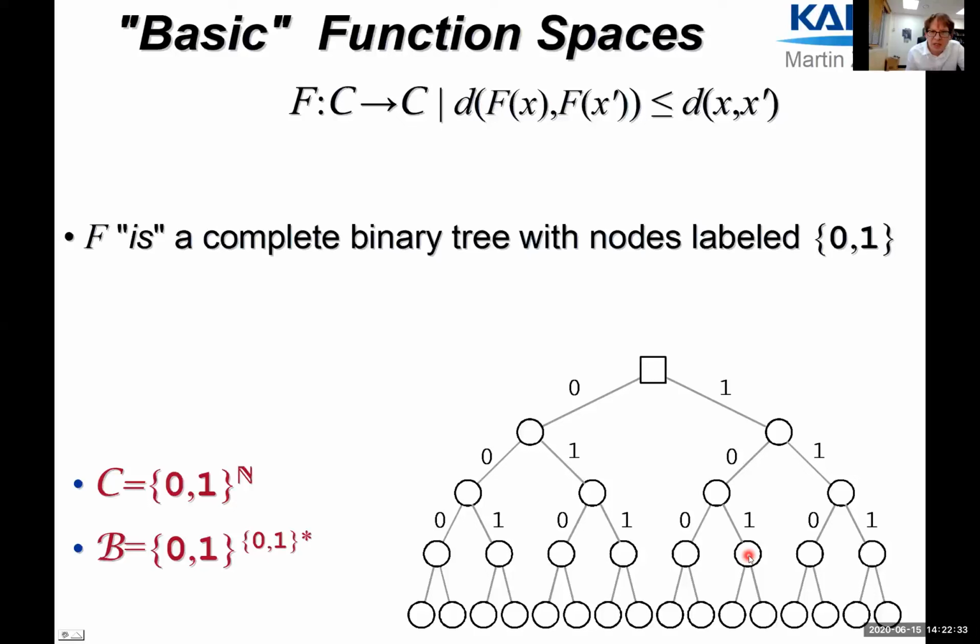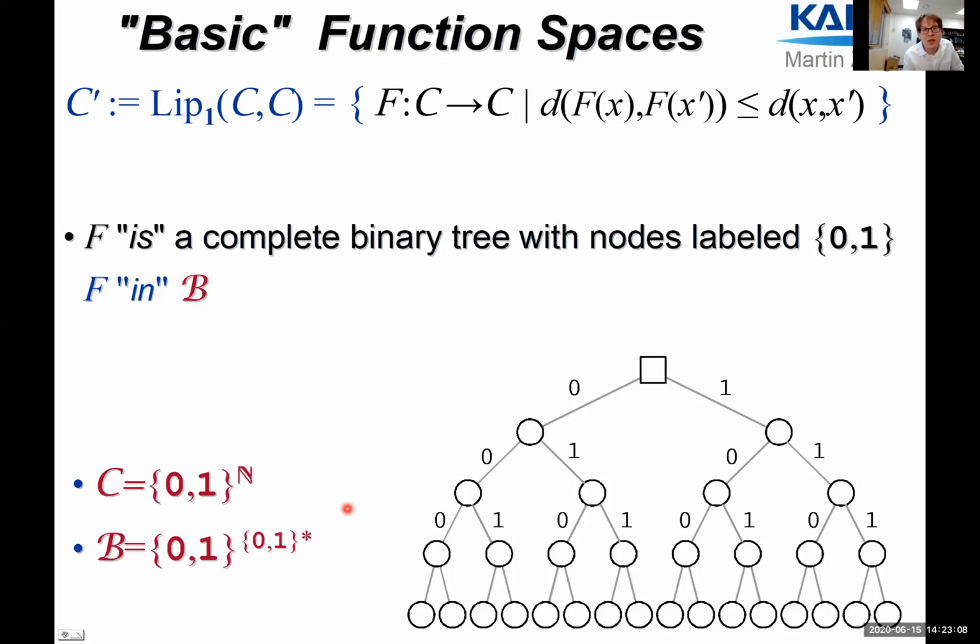Every such complete labeled binary tree gives rise to an element of Baire space, and vice versa. Whenever we have an element of Baire space, we can write that into these nodes. For every finite binary string that corresponds to a finite path to some node, we write the bit value of this Baire space element into this node, and thus we can identify. We can say that every 1-Lipschitz function from Cantor space to Cantor space is an element of Baire space, and the set of all such 1-Lipschitz functions, which we're going to denote by Cantor space prime, is kind of like a topological dual, if you like. We can say this is equal to the Baire space.